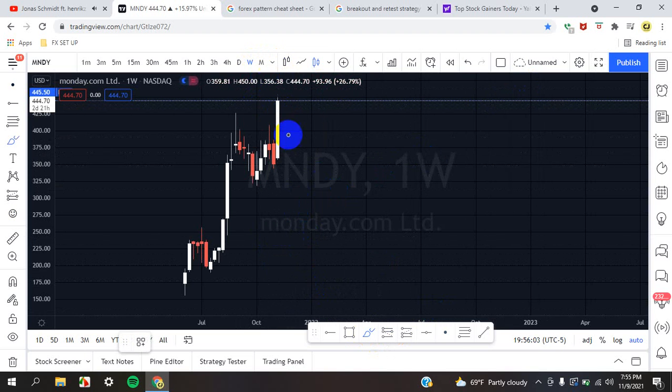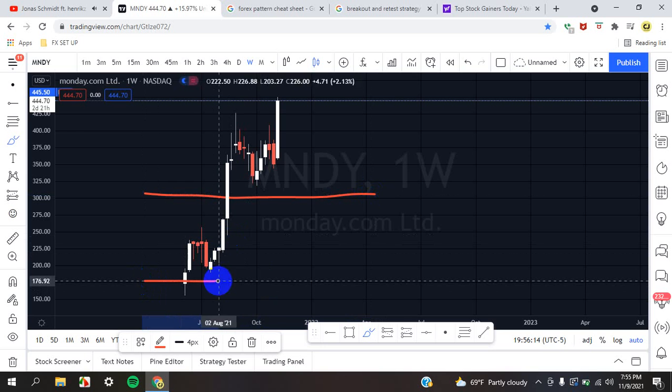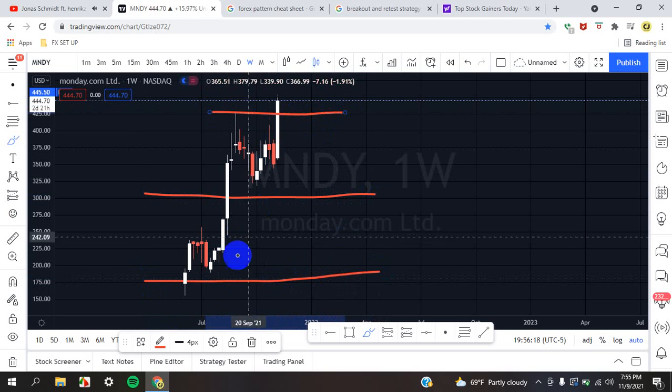So let's start off on the weekly. Let's identify some major areas of support and resistance. We can see that we have a midpoint in the middle here. We have a low here, and we have a high here. So let's see if we can identify some patterns.